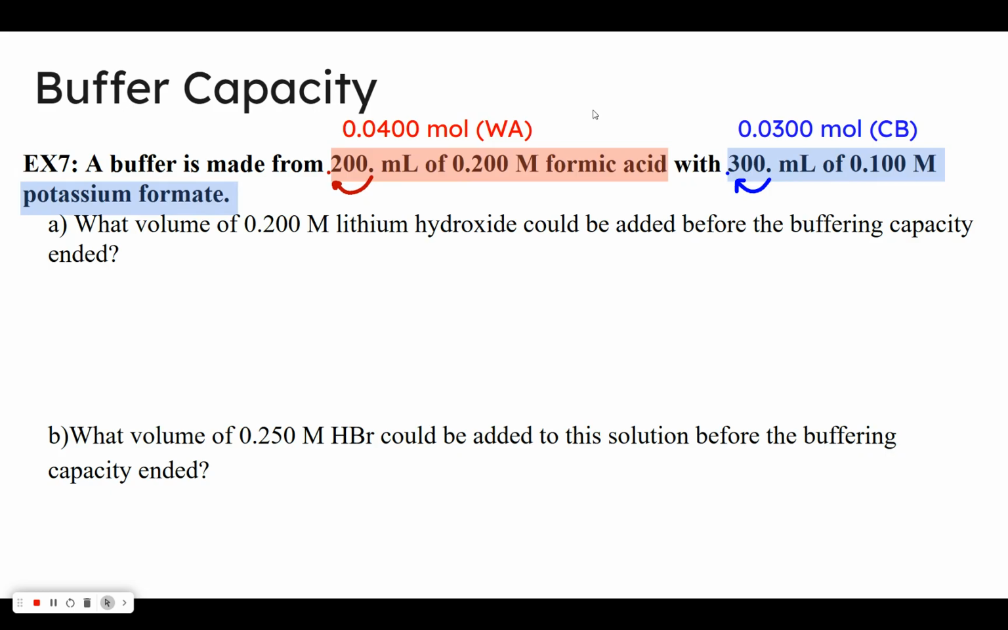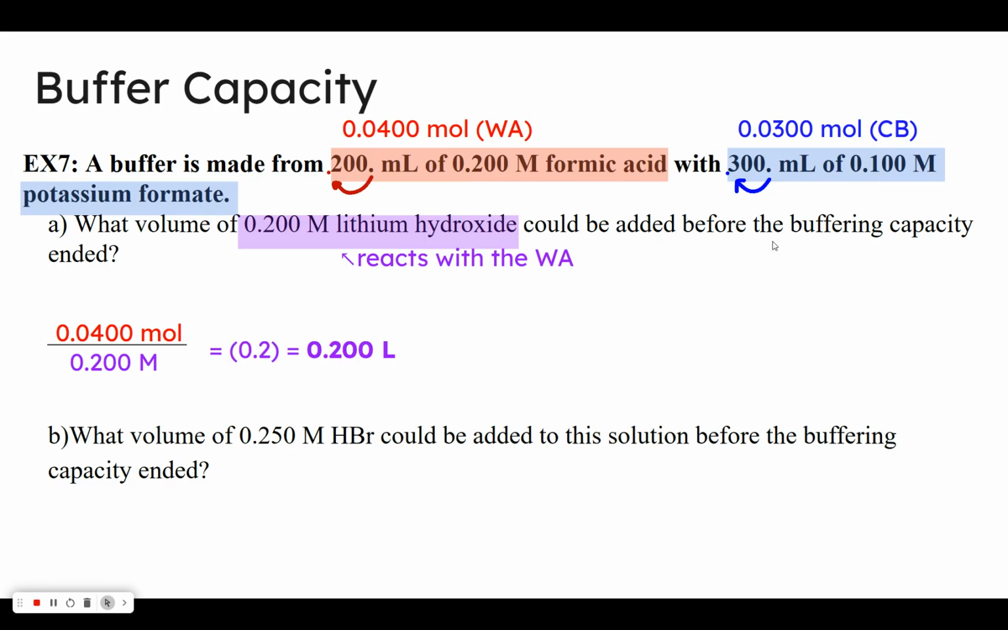Part A asks me what volume of lithium hydroxide could be added before we break our buffer. Since lithium hydroxide is a base, it's going to be reacting with the acid component of our buffer. And so we're going to start with our acid component moles, which is equal to the moles of lithium hydroxide we could neutralize. Since it's asking for volume, we take our moles divided by the molarity of lithium hydroxide that we're dealing with. Do that division, get 0.2 out of the calculator, make sure to keep that as a 3 sig fig, 0.200 liters, and that's our answer.